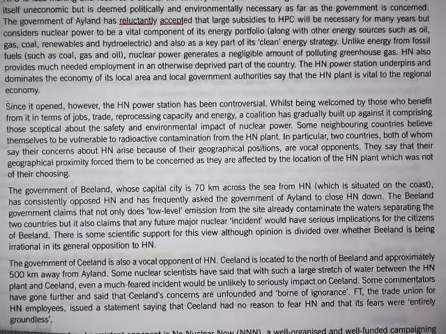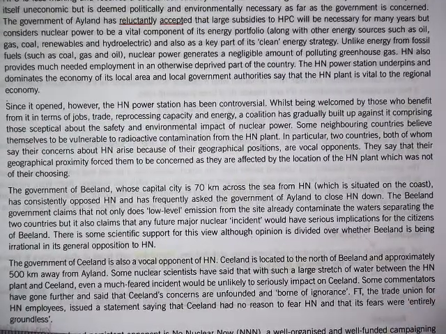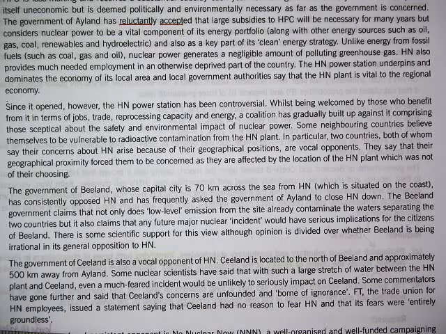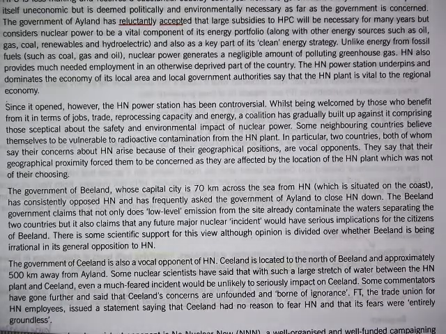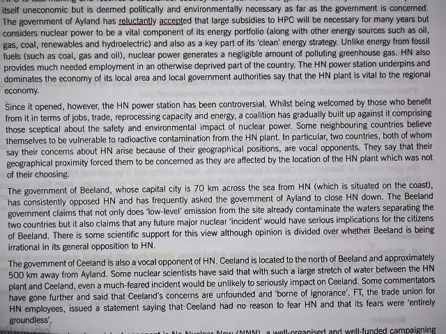Since it opened, however, the power station has been controversial. While being welcomed by those who benefit in terms of jobs, trade, reprocessing capacity, energy, a coalition has gradually built up against it, comprising those skeptical about the safety and environmental impact of nuclear power. Some neighboring countries believe themselves to be vulnerable to the radioactive contamination of the plant.